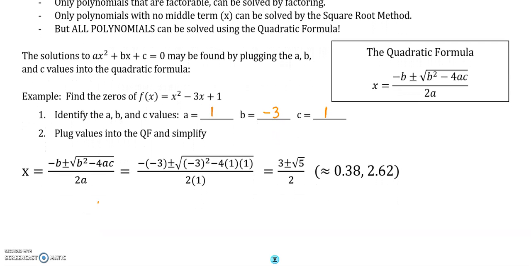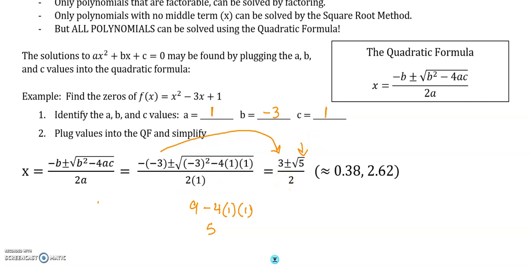So we start by plugging in our negative 3 for b. Notice there's a negative sign out in front already. So negative 3 will turn into a positive 3, which is what you see here. Under the radical, we have negative 3 in parentheses squared. Negative 3 squared is going to be 9 minus 4 times 1 times 1. 4 times 1 is 4, times 1 again is 4, so 9 minus 4 is 5. That's what you see under your radical here. 2 times 1 is 2, so that's the bottom.